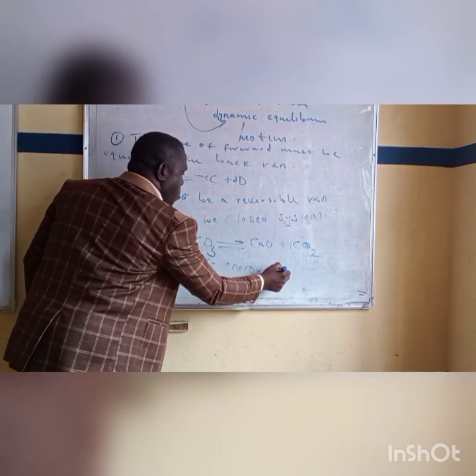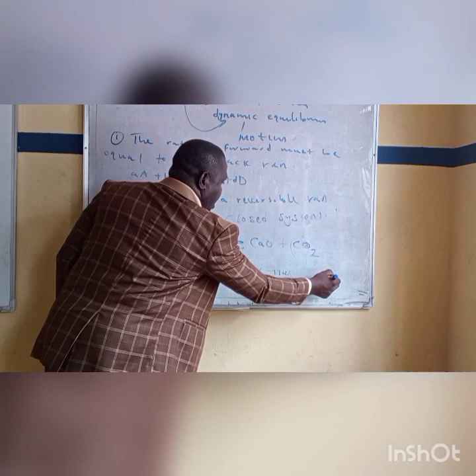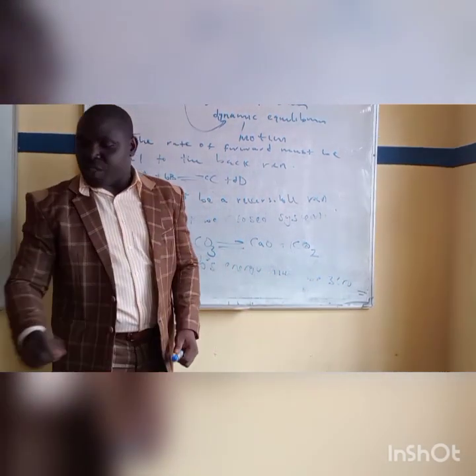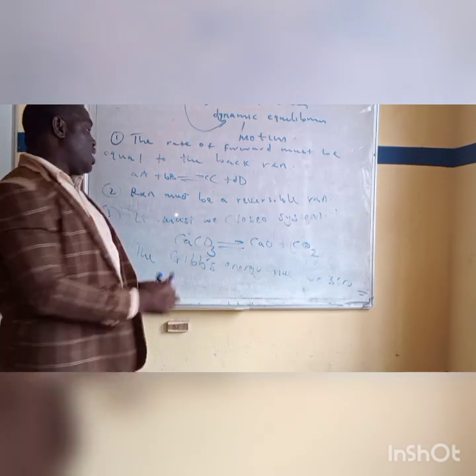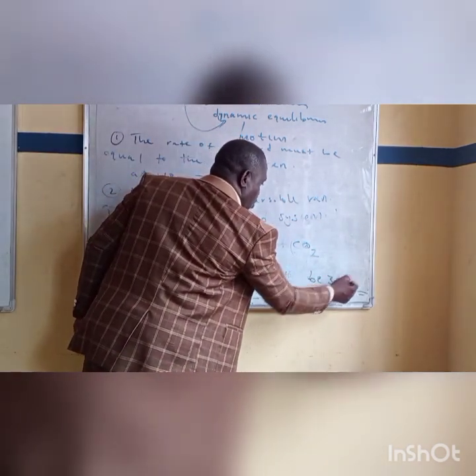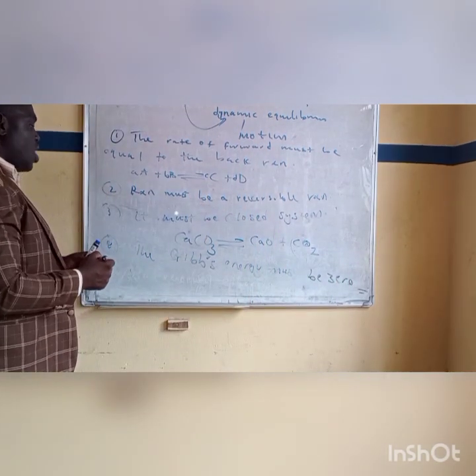Number four, the Gibbs energy, what you call the free energy, must be 0. The Gibbs energy must be 0. And when the Gibbs energy is 0, we say that is equilibrium.